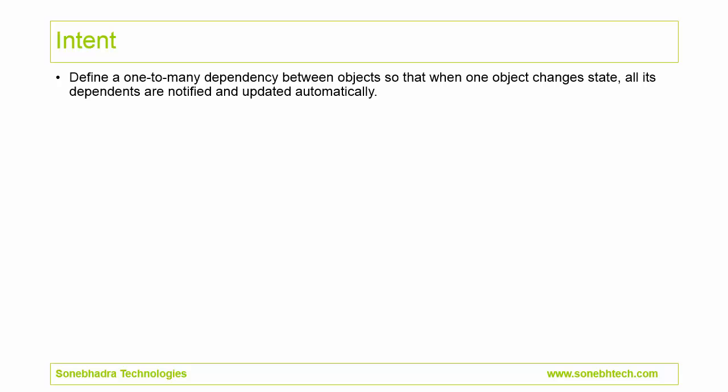Here is the intent of observer pattern. Define a one-to-many dependency between objects so that when one object changes state, all its dependents are notified and updated automatically. So the intent is to have the notification and update to all the objects when one changes its state.